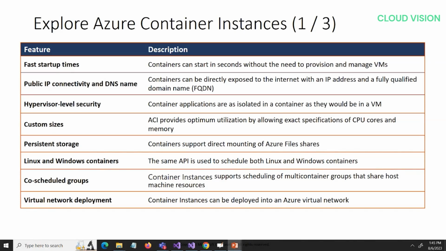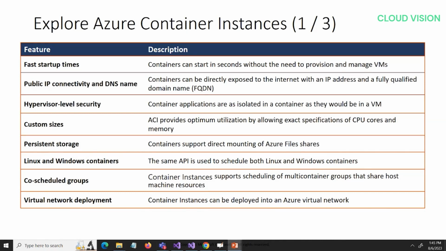Hypervisor level security. Container applications are as isolated in a container as they would be in a VM. Each container runs in isolation from the others, so there is no relationship between one container and another and they can't directly talk to each other. Custom size: when we create a container instance, we specify what resources we need. Persistent storage: if a container gets deleted, all the data stored in it is deleted. But if I want to maintain the data so that another container instance can also use that information, I can mount an Azure file share with it.